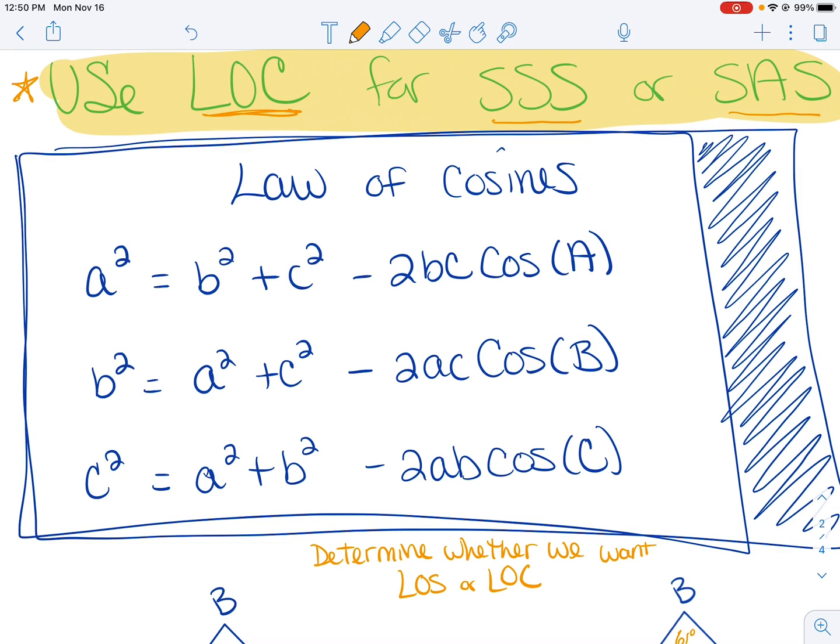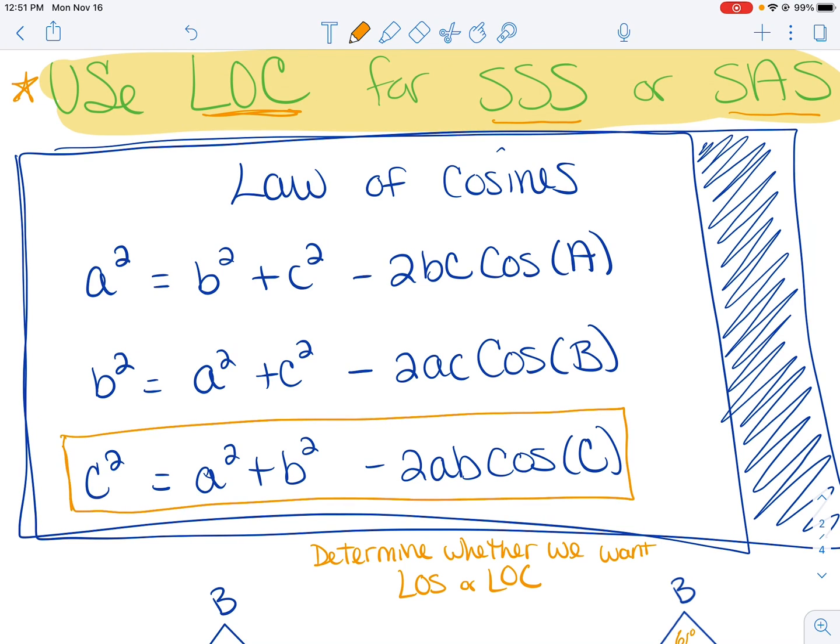Now there are three different versions, but it's all the same formula. It doesn't really matter which side of the triangle we label A, B, or C, as long as they correspond to the opposite angles A, B, and C. They're giving you three different versions in case I have to solve for A or B, so it's a little less confusing. But I usually just remember this one because I've used it so many times, it's burned into my brain.